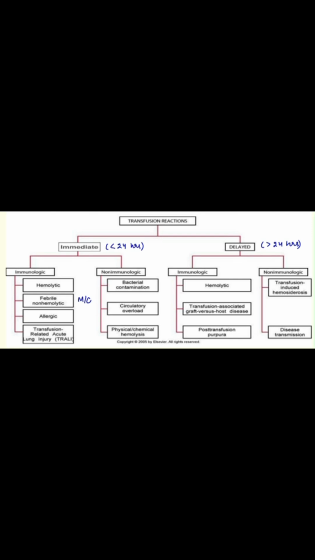There can also be complications due to disease transmission, like hepatitis B, hepatitis C, HIV, malaria, syphilis. So screening for these diseases before blood transfusion is essential.